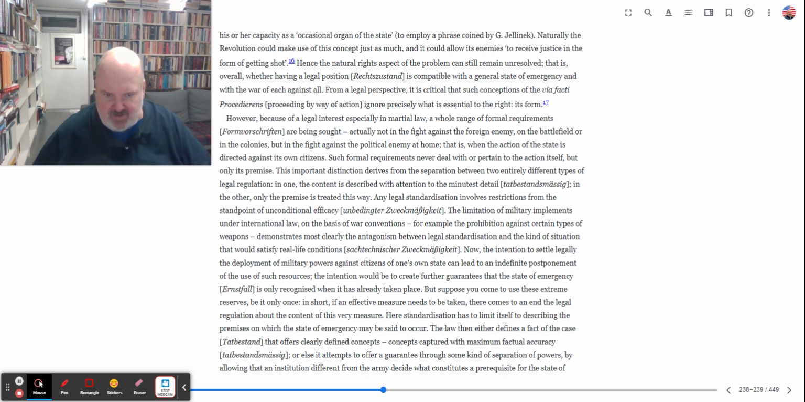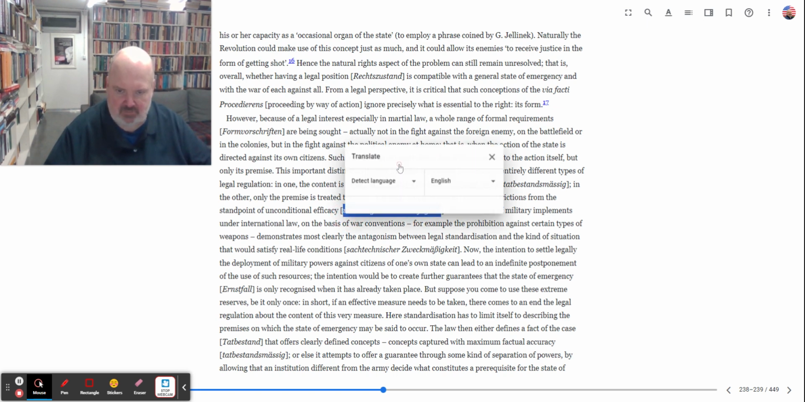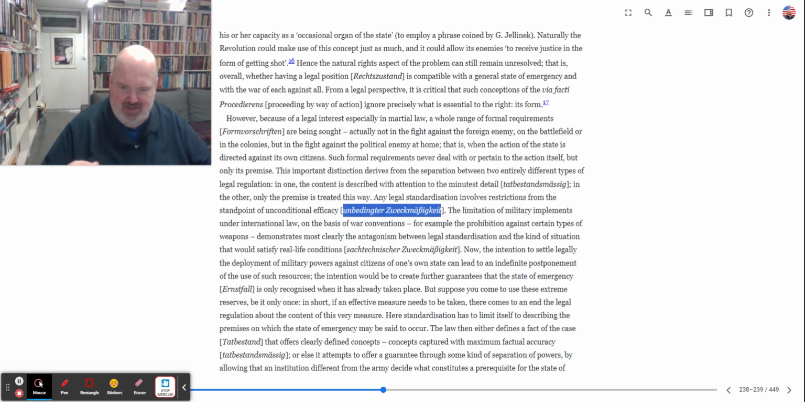Any legal standardization involving restrictions from the standpoint of unconditional efficacy. In other words, Schmitt argues that any type of legal standardization involves restriction from the standpoint of the unconditional. In other words, it tries to limit and constrain. Legal standardization makes constraints and procedures and rules that need to be followed. These are limits, right? And they make restrictions on the standpoint of unconditional efficiency. This word here, absolute practicality.